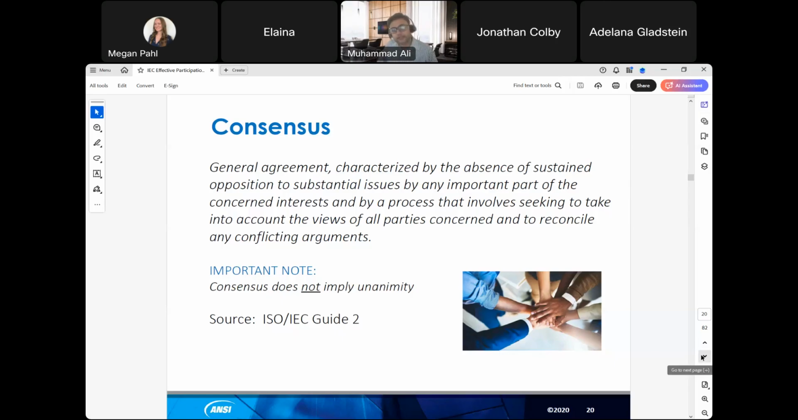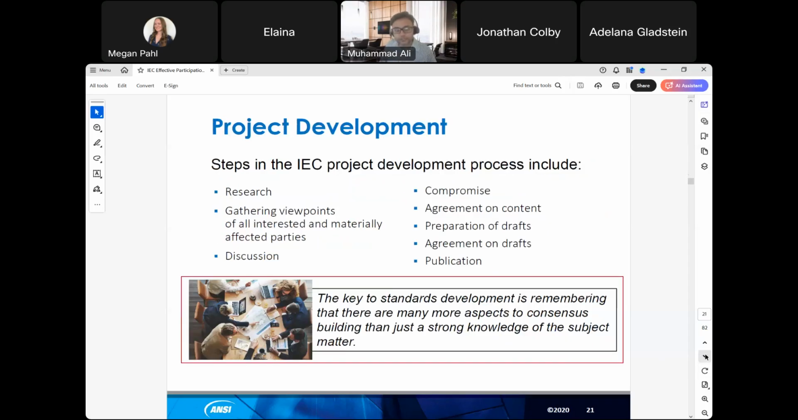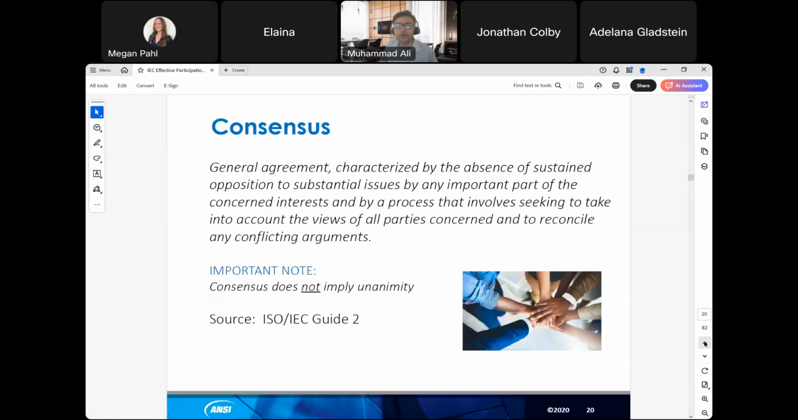And in the standards development world, consensus does not mean unanimity. It basically implies that we have reached a general agreement that is acceptable to all parties that are involved, and we have made efforts to look at all the views and objections that have come to our table and have made good efforts to address them. And the definition that you see on the screen comes from ISO/IEC Guide 2.